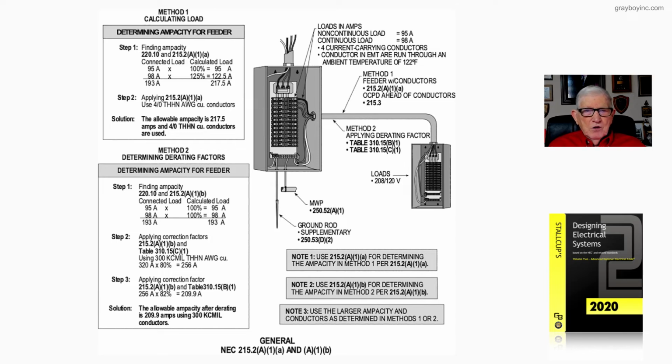So the note 1 then is telling you, use 215.2A1 little a, determining the ampacity of method 1. And 2, you're using 215.2A1B for determining the ampacity of method 2. And you use the larger conductor and ampacity when you're through. So based upon this ampacity here, you're going to use a larger conductor at 300 kc mil. So you definitely want to keep this in mind. Your routing of that conductor is very important.